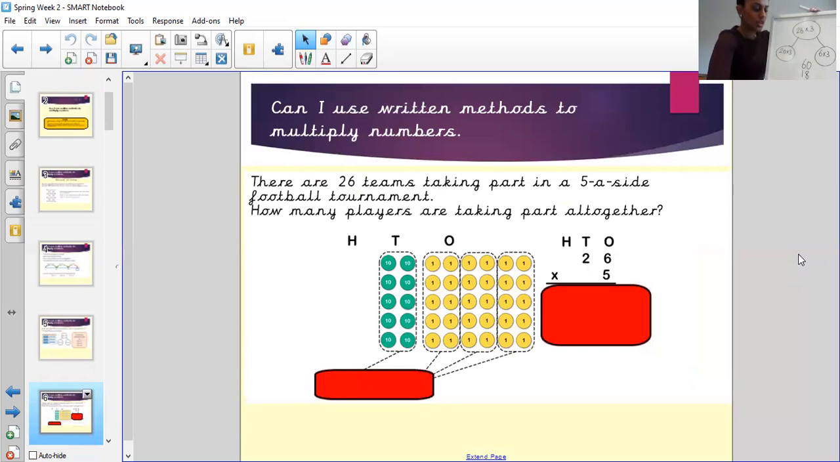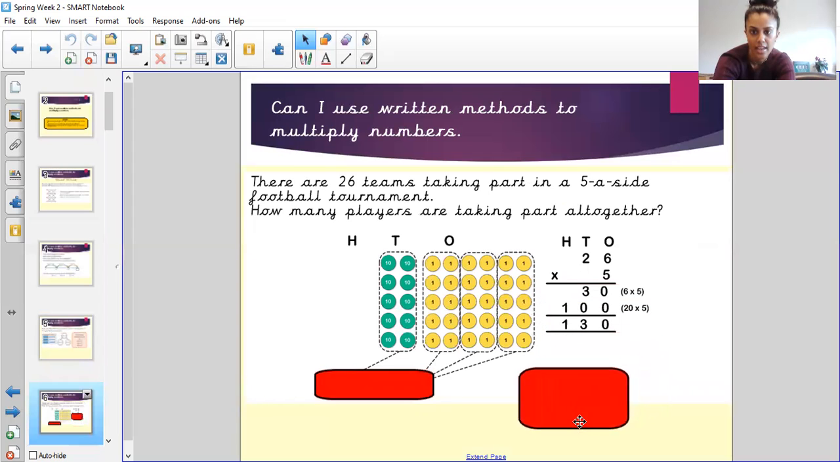Okay, let's have a look at this question over here. So there are 26 teams taking part in a 5-a-side football tournament. How many players are taking part altogether? So here you can see another method for working it out. So you've got 26 times 5 over here. So this is a different method for working out.